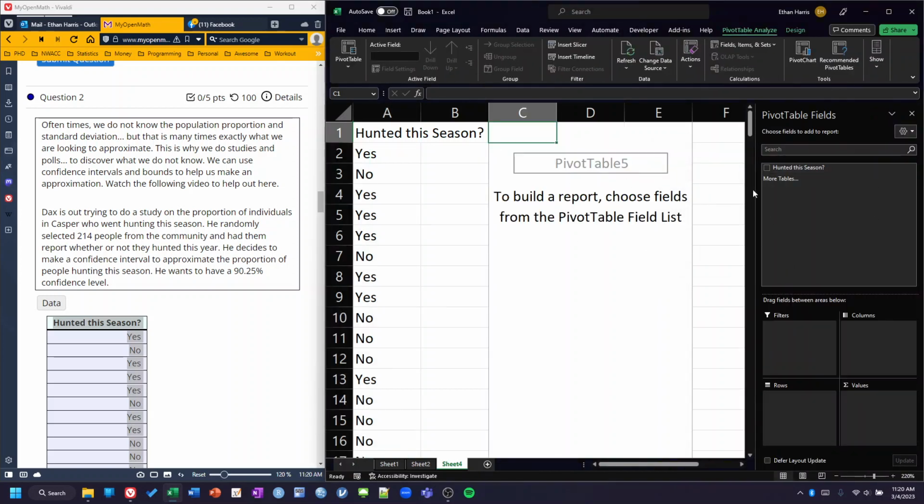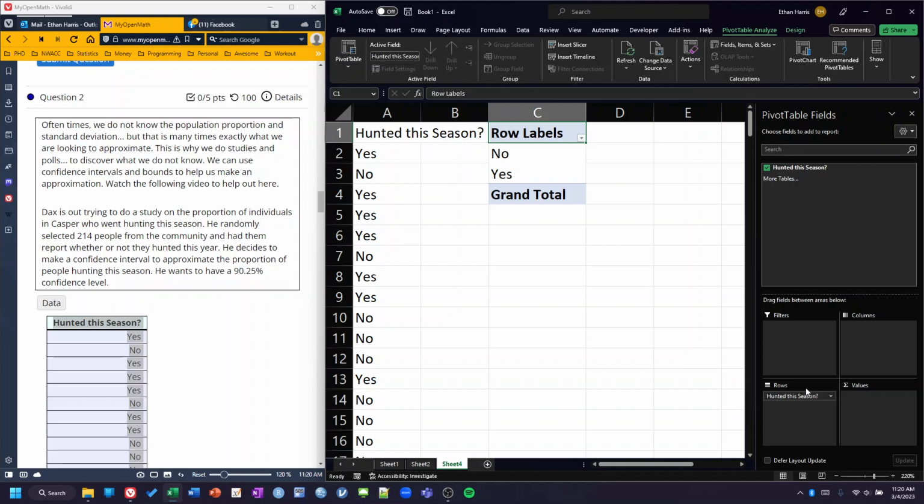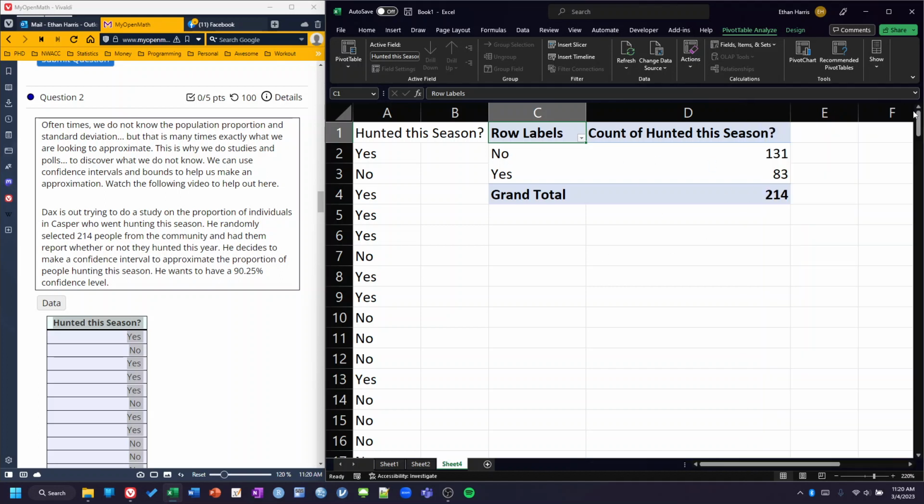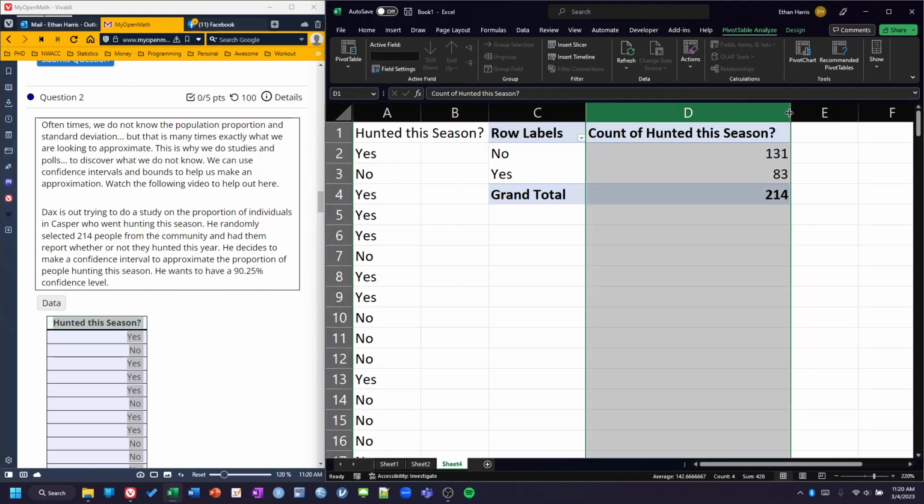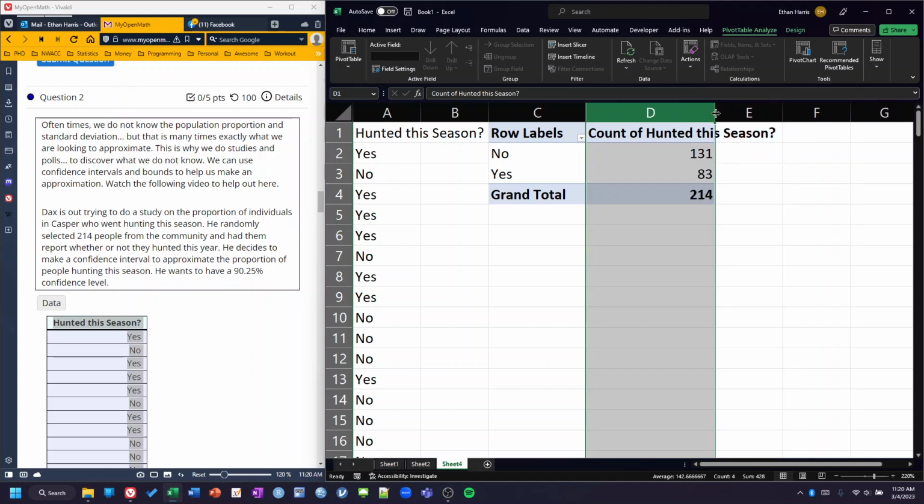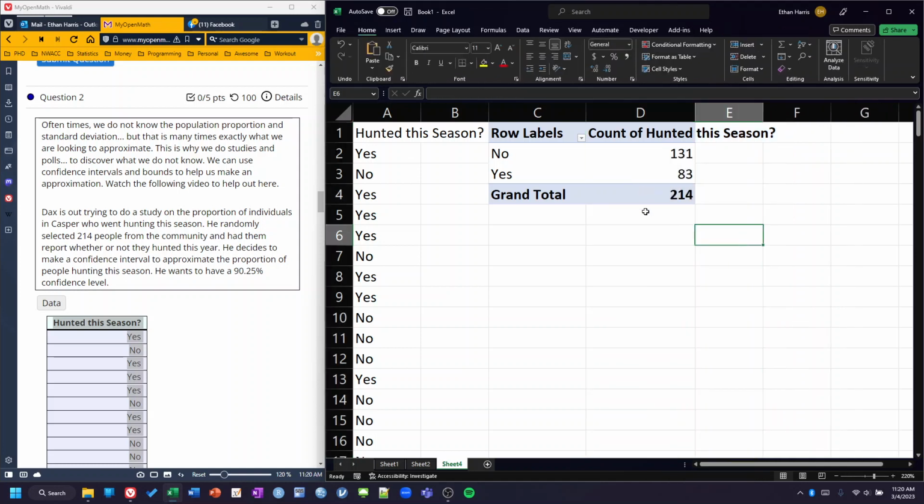Okay, so from here, I get this little pop-up box where it says pivot table fields. I'm going to click on hunted this season, and it's going to pop up in the rows. And then I also want to drag this down into the values. So it needs to be both in the values and in the rows, and then you should be able to see your pivot table. So here we go. Out of this, I had 214 people in the study. 83 of them said yes, they went hunting, and 131 of them said no, they did not go hunting.